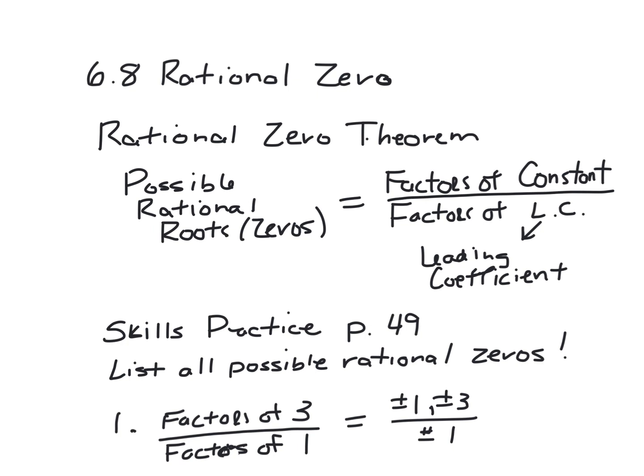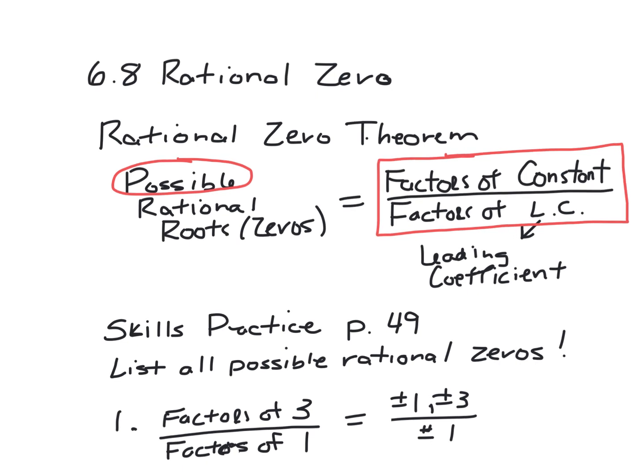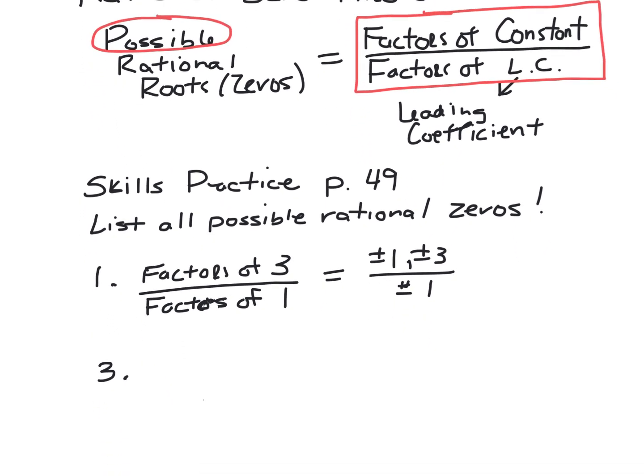But this rational zero theorem says that for something to be a possible, again that key word, possible rational root, it has to be a factor of the constant divided by the factor of your leading coefficient. So for example, and this comes from the skills practice on page 49, which says list all the possible rational zeros.